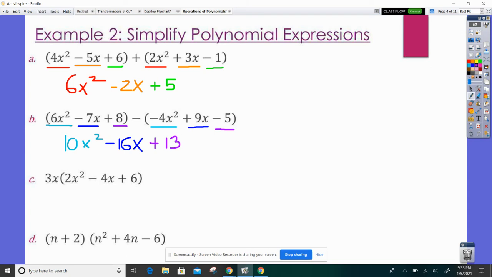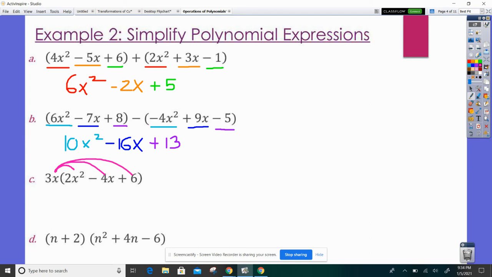All right, so addition and subtraction are combining like terms. We just have to pay attention to our signs. The next operation we're going to look at is multiplication. Now, this first one is just a single monomial times a polynomial. So for this, all we're going to do is distribute this 3x out front.